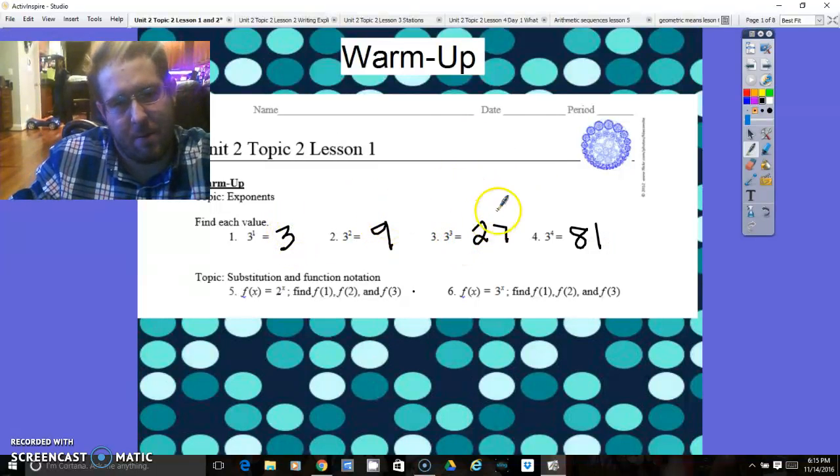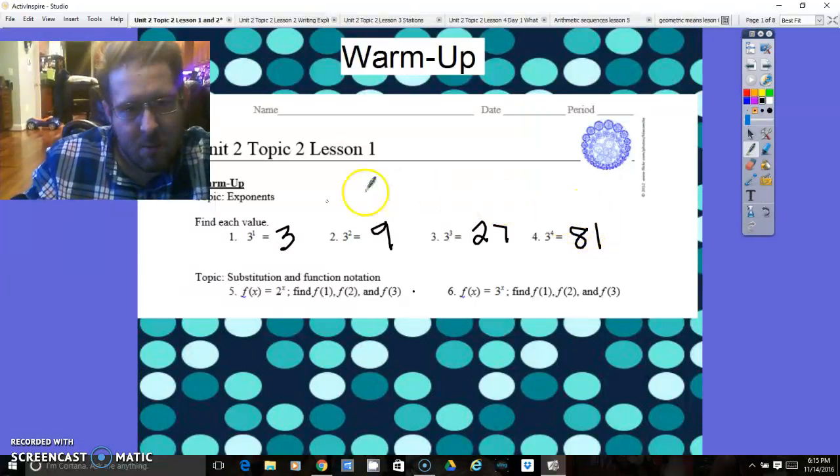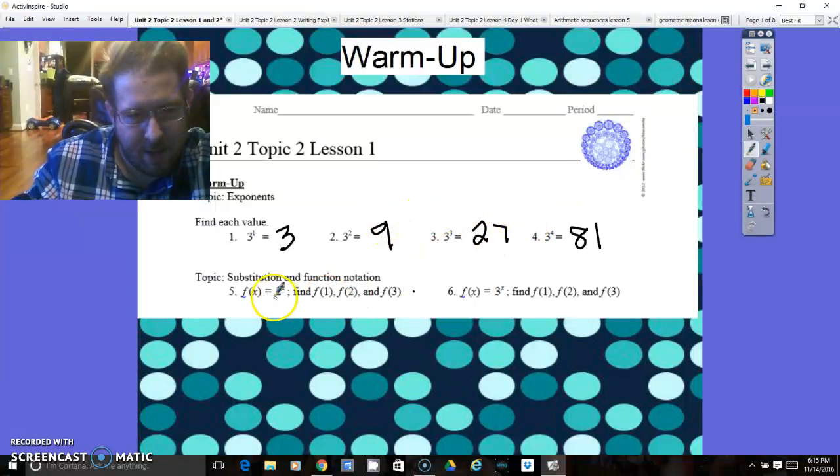And you're noticing here that there is a geometric sequence, which means that it's being multiplied by a common ratio, the same number over and over again.